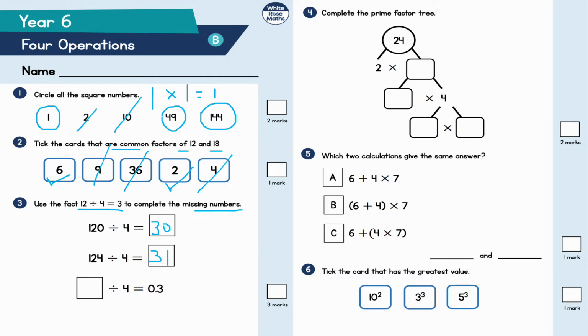Something divided by 4 equals 0.3. Well, if I times both sides by 4, 0.3 times 4, so think of it as 3 times 4, and then you slot the decimal point in. 3 times 4 is 12, so the answer will be 10 times less than 12, so it'll be 1.2. So your answer would be 1.2, guys.